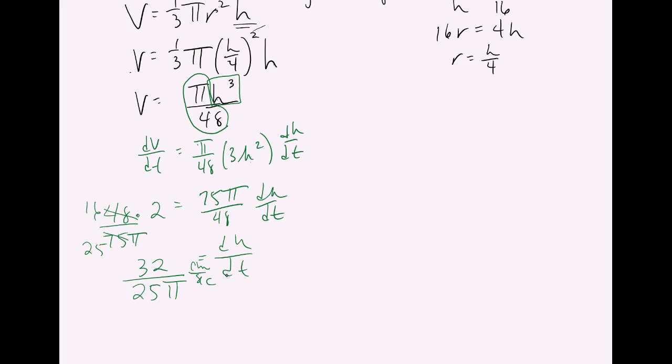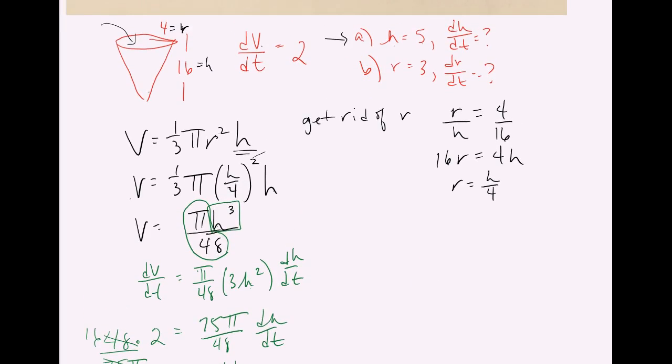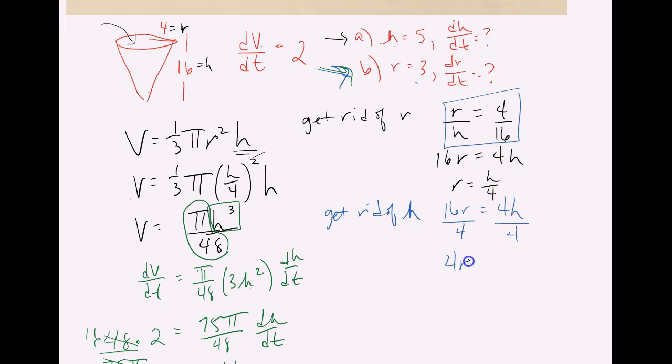Now for part B, I'm going to go faster because it's the same stinking thing, except now everything's in terms of R on part B. And so what that means is that right here, when we had the proportion and we were like, oh, let's get rid of R, well, now you want to keep the R because that's what everything pertains to. So you want to get rid of H. To get rid of H, you still cross multiply. 16R equals 4H. But now let's isolate H instead. So I'm getting that H is equal to 4R.